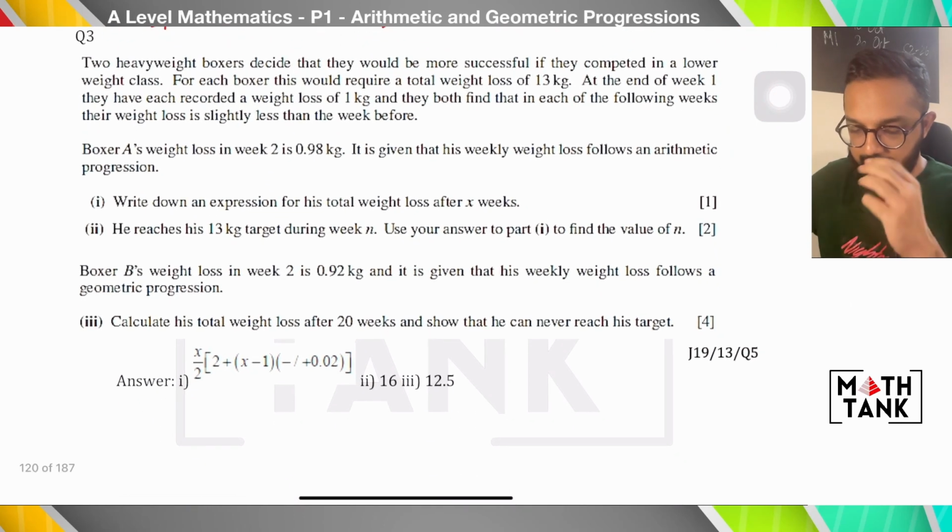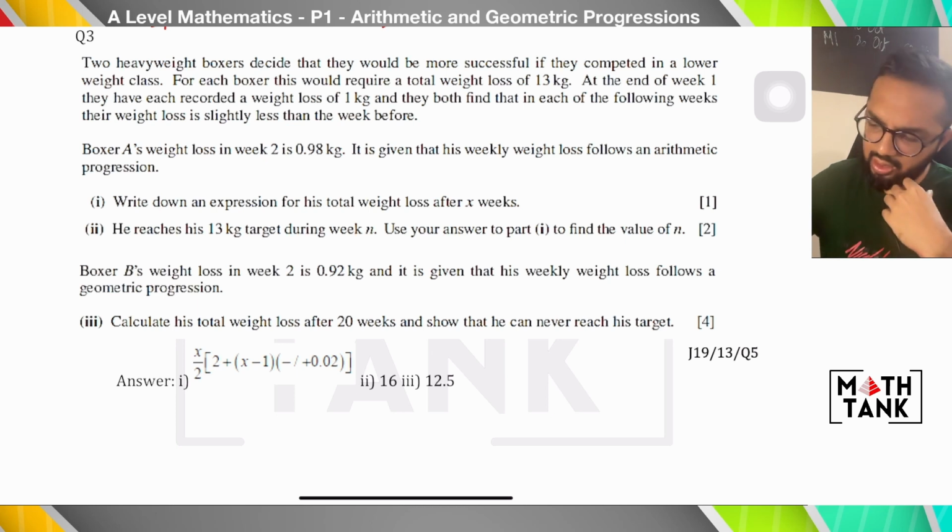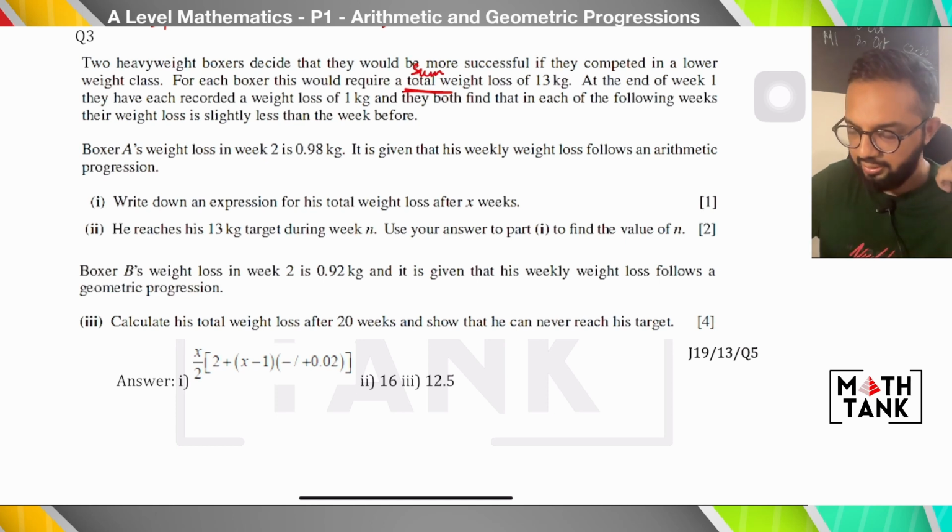Question number 3 says two heavyweight boxers decide that they would be more successful if they competed in a lower weight class. For each boxer, this would require a total weight loss of 13 kgs. A total weight loss tells me it's talking about the sum. At the end of week 1, they have each recorded a weight loss of 1 kg. So that's the starting term, and they both find that in each of the following weeks their weight loss is slightly less than the week before.